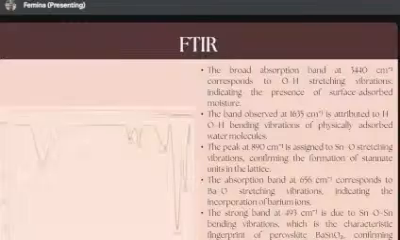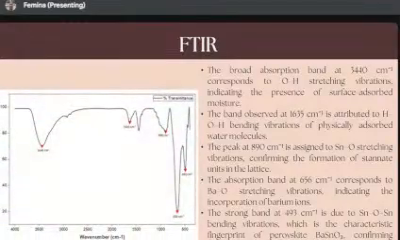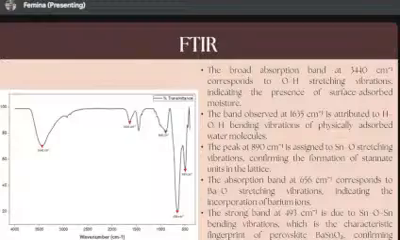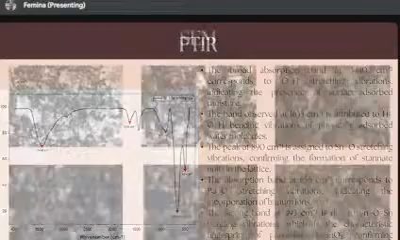The next one is FTIR. FTIR analysis was performed to identify functional groups and bonding in barium stannate. The broad band at 3440 centimeter inverse is due to the OH stretching from absorbed moisture. The peak at 1635 centimeter inverse corresponds to bending vibration of water molecules. The band at 890 is attributed to the stannous oxide stretching vibrations, and the peaks at 656 and 493 correspond to barium oxide and Sn-O vibrations, confirming the formation of perovskite barium stannate.